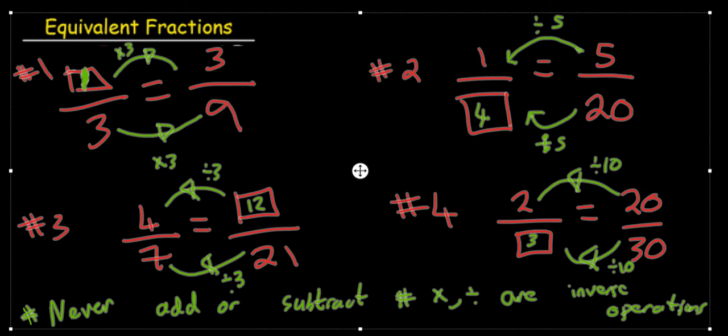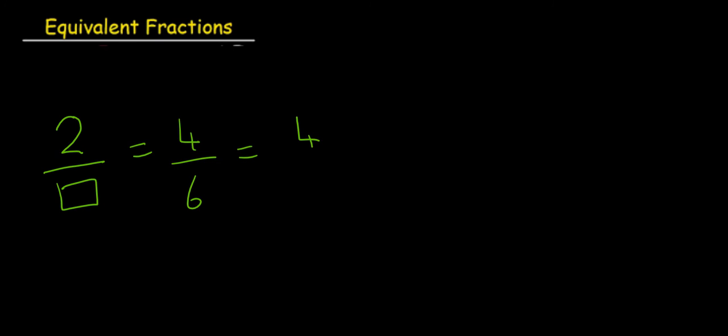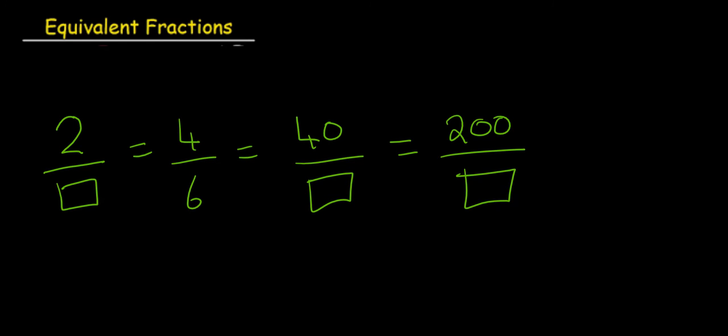Let's do a more complicated example. So let's say that 2 over blank is equal to 4 over 6, which is equal to 40 over blank, which is equal to 200 over blank. Okay, see if you can have a go at doing these and pause the video.